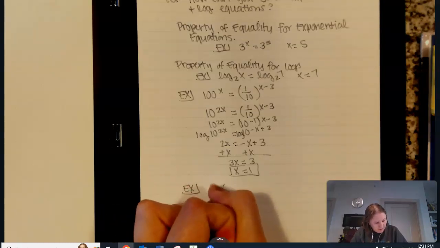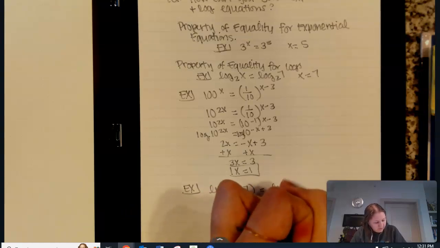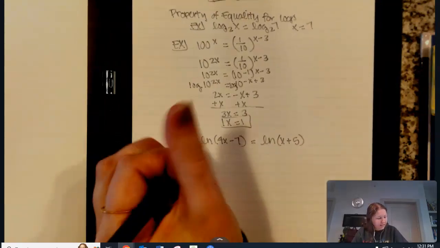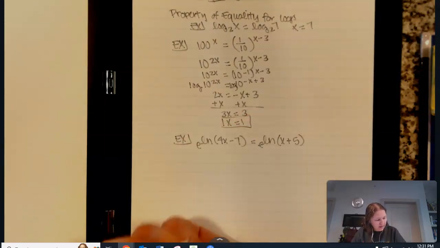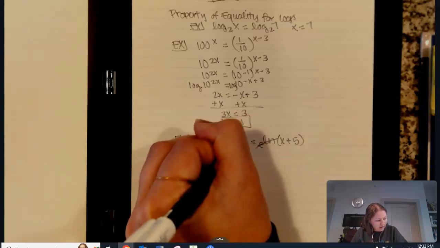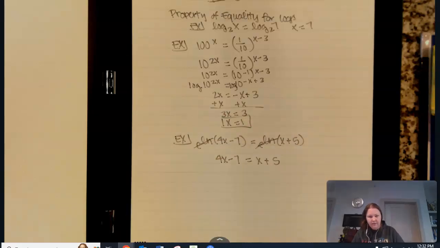So let's do natural log of 4x minus 7 is equal to natural log of x plus 5. And we know to get rid of the natural log, we need to raise it, have the e there, right? So those will cancel, and I'll just get 4x minus 7 is equal to x plus 5. And then we can work from there.